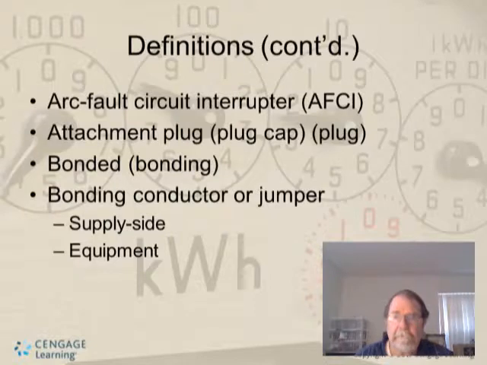Arc-fault circuit interrupter. This is a device intended to provide protection from the effects of arc faults by recognizing characteristics unique to arcing and by functioning to de-energize the circuit when an arc is detected. The attachment plug, that's just a regular old plug. It's an attachment plug, or cap plug, a device that, when inserted into a receptacle, establishes connection between the conductors of the attached flexible cord and the conductors permanently connected to the receptacle.